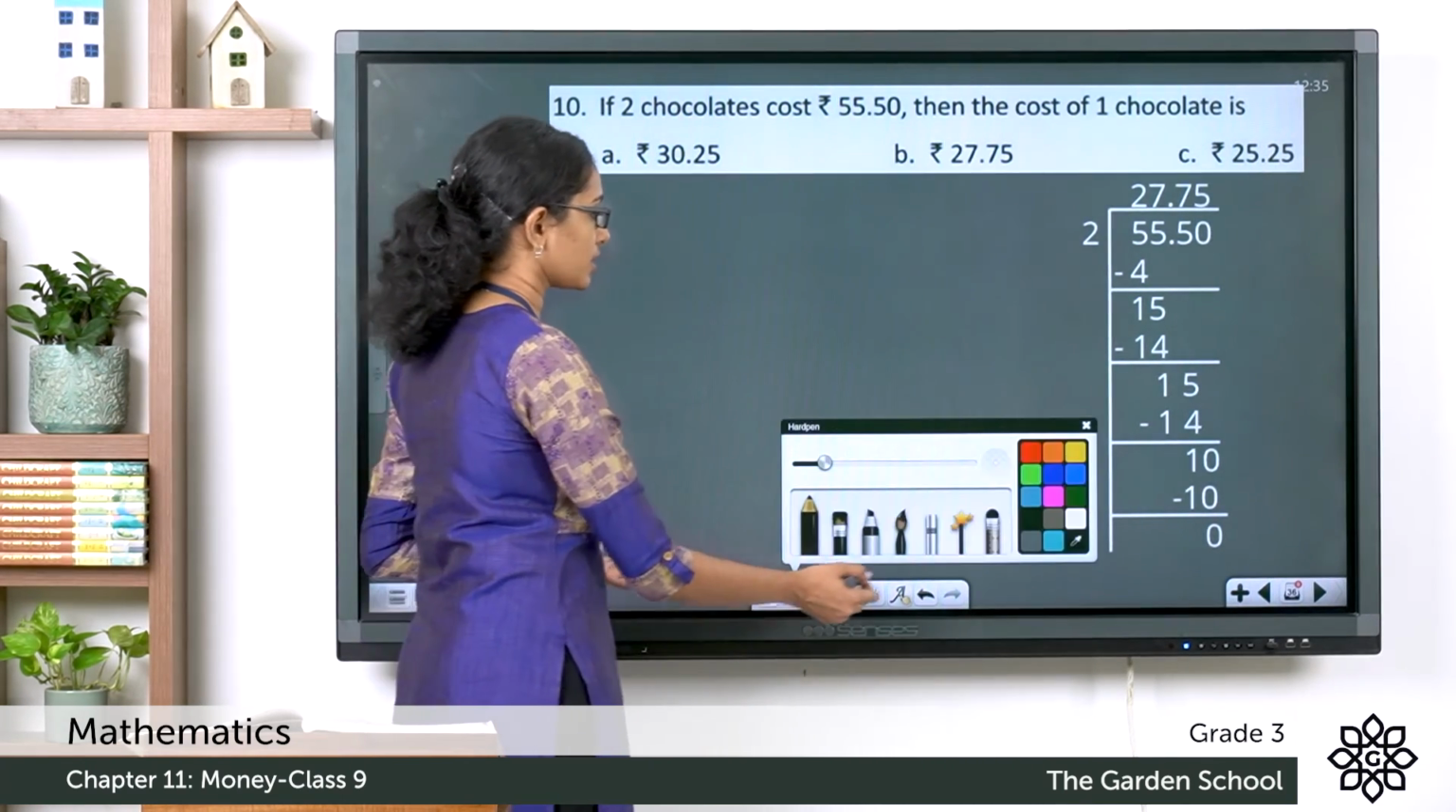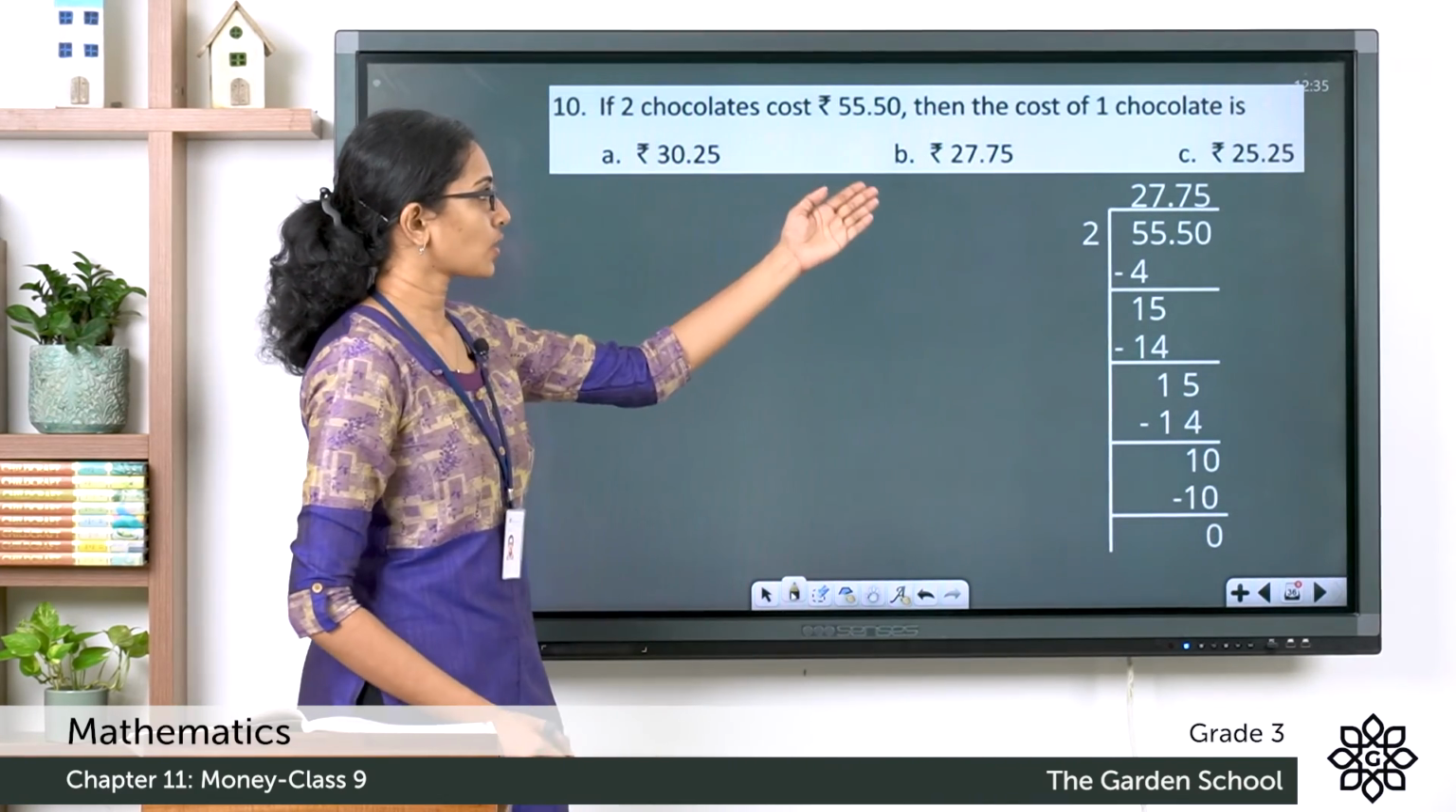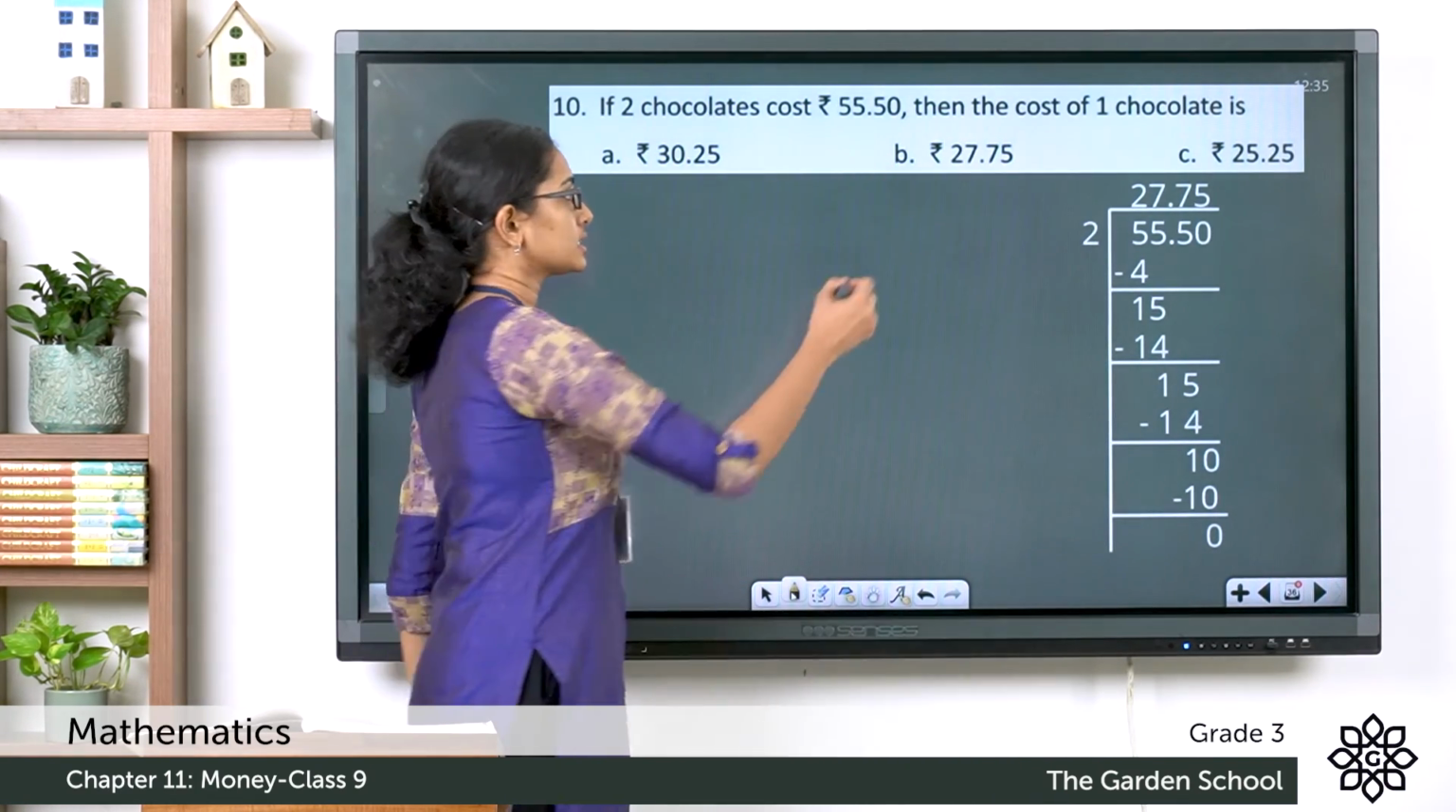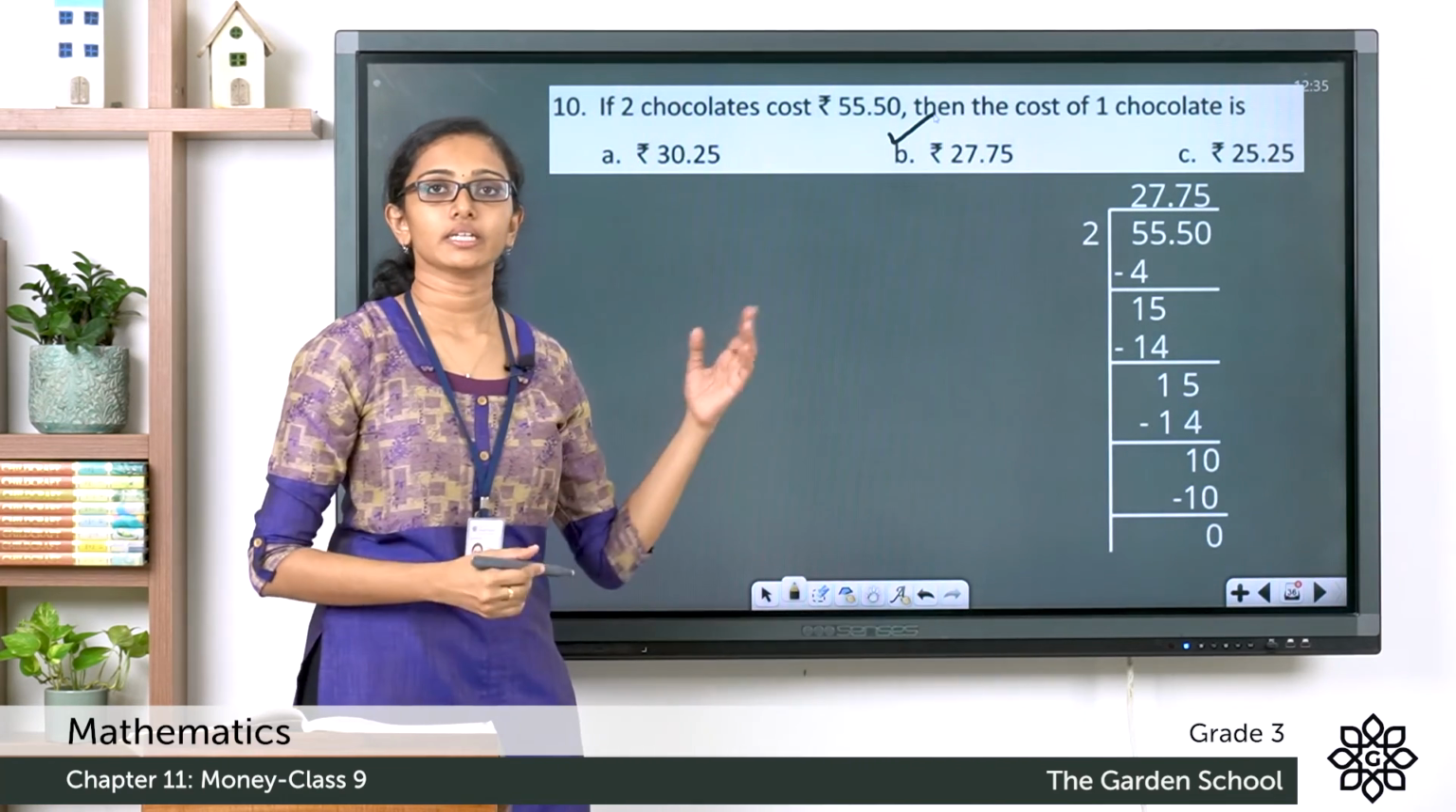So what is the correct choice here? The choice is choice B, 27 rupee 75 paise. So you may tick that choice.